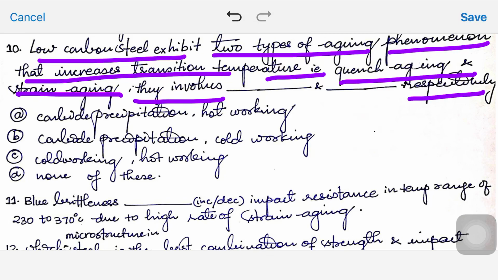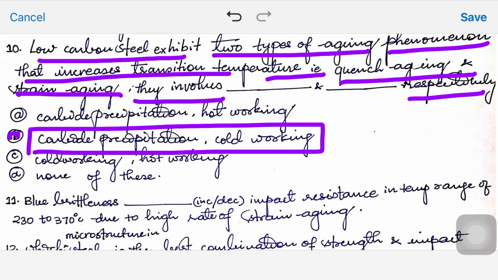So one is carbide precipitation, and the other, strain aging, is associated with cold working. When we do cold working, the brittleness increases. That is due to strain aging. And when we do hot working, the ductility increases. So carbide precipitation and cold working is the correct option in this case. So option B is correct.